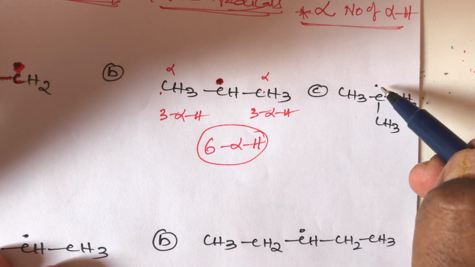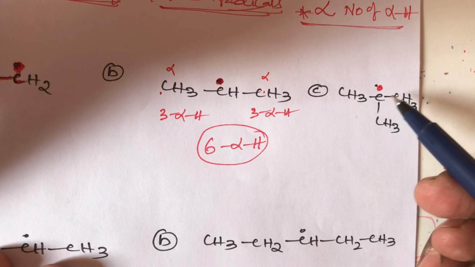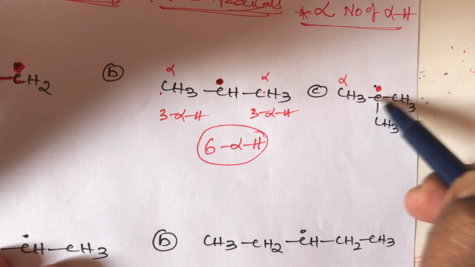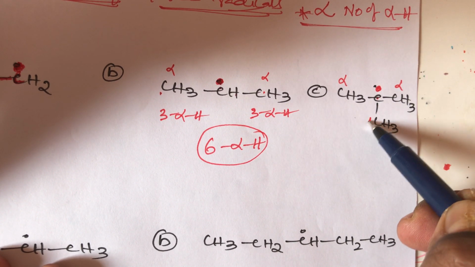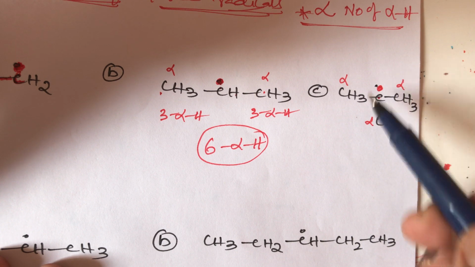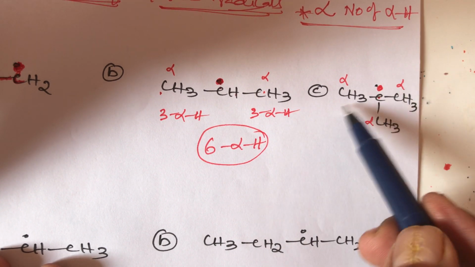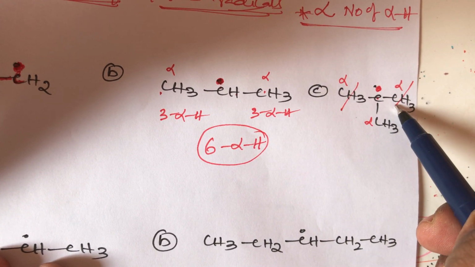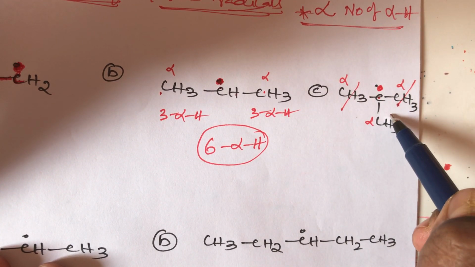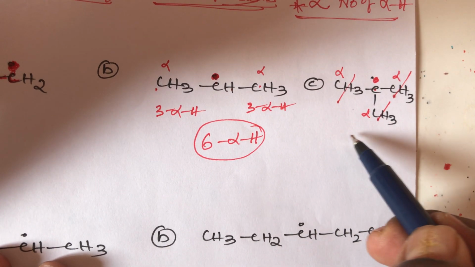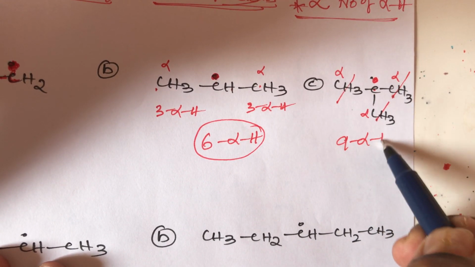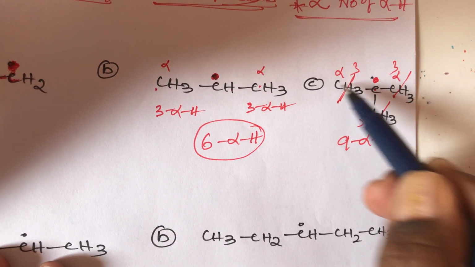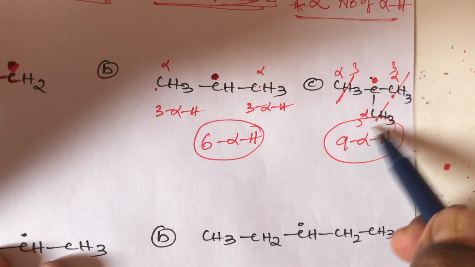What about the third one? It is the tertiary free radical. The carbon beside this tertiary carbon is an alpha carbon, and downward also an alpha carbon. So in this tertiary free radical there are 3 alpha carbons. Each carbon contains 3 alpha hydrogens: here 3, here 3, here 3. 3 plus 3 is 6, plus 3 is 9. So a total of 9 alpha hydrogens are present.